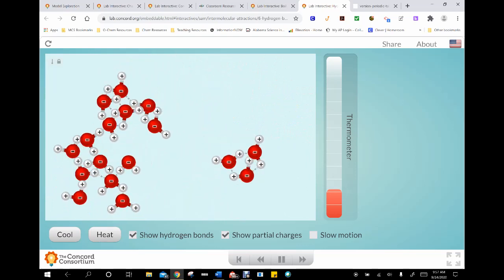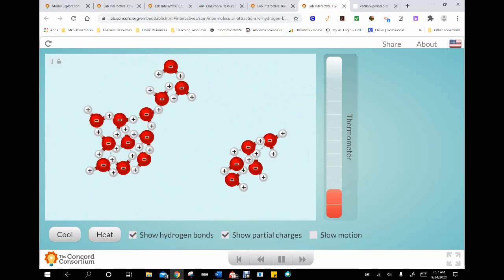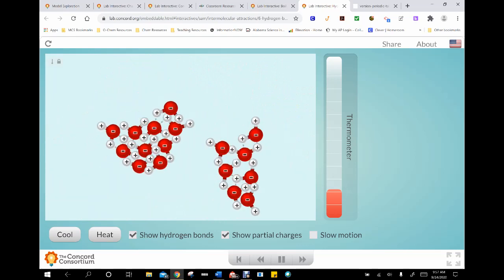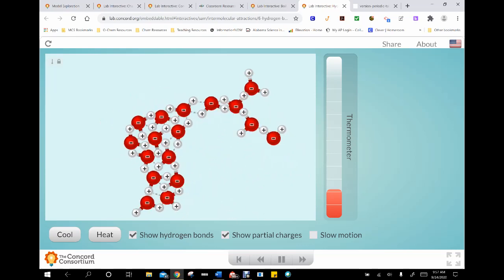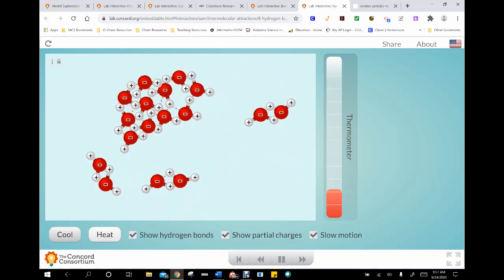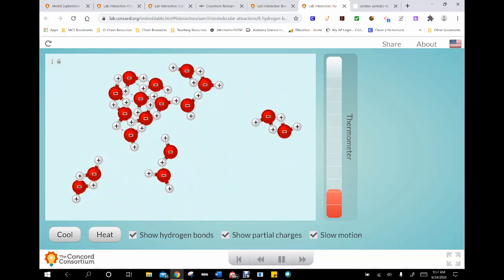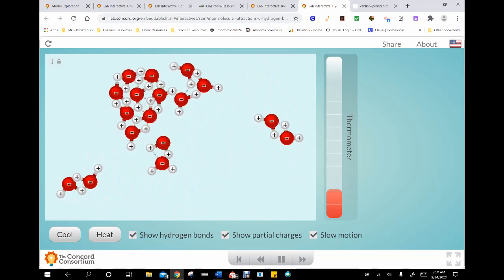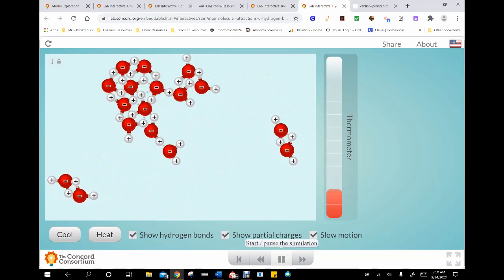Now I can go ahead and turn on the partial charges, and you'll always see that these hydrogen bonds align so that the positive hydrogens are attracted to the more negative oxygens with those lone pairs. And so here's slow motion where you can see those hydrogen bonds at play. So again, they can be separated. It just takes a good amount of energy since they are a strong force.